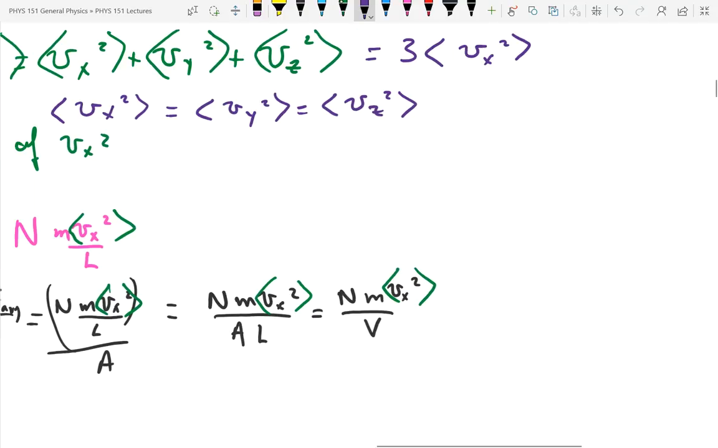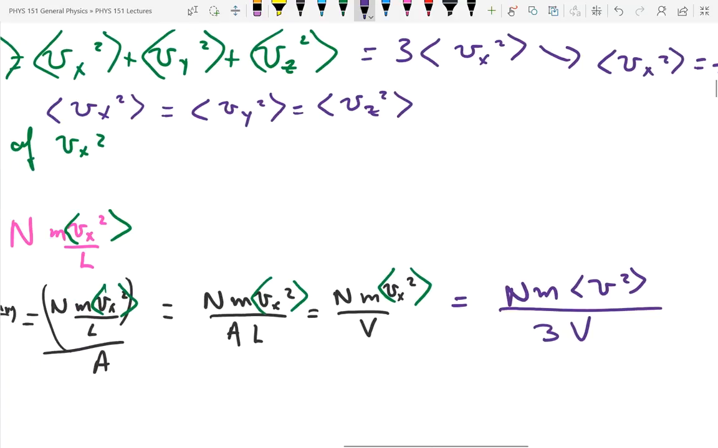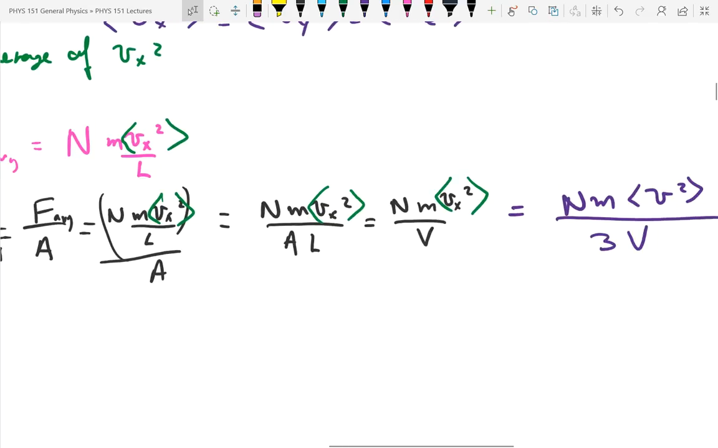So I can substitute here to get rid of the x, it's 1/3. So here I have my result from this. Pressure times volume is equal to 1/3... Well, I'm going to put PV over N is equal to 1/3 m v squared average.